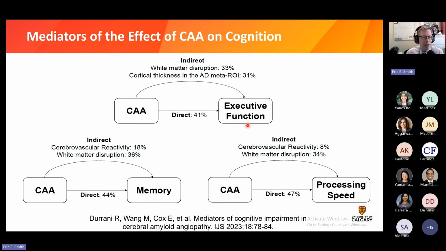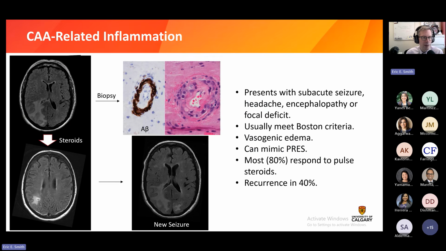The exception was that lower cortical thickness in regions affected by Alzheimer's disease did explain some of the indirect effect on executive function, but otherwise it was the cerebrovascular activity and white matter disruption that explained most of the effect. Now, almost half of the effect of CAA on cognition still remains unexplained. So there are other features we're looking for in biomarkers to help explain the unknown variance.